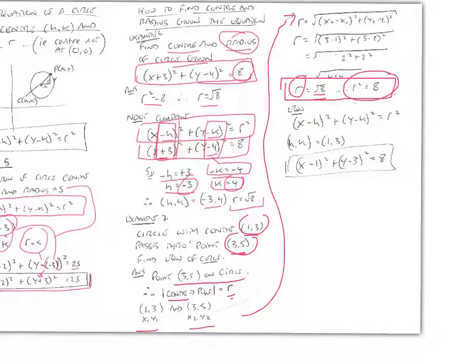Okay. Now the equation for the circle is (x minus h) squared plus (y minus k) squared equals r squared. (h, k) is (1, 3), so the equation must therefore be (x minus 1) squared plus (y minus 3) squared is equal to 8.